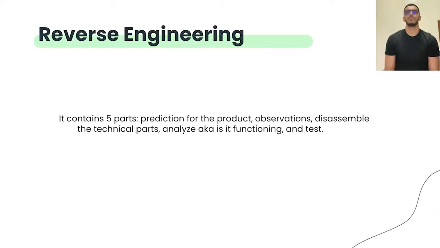Then we have the reverse engineering. It contains the prediction, the purpose of the product, observation, how do we think it works, disassembly, how does the product work and how is it made.